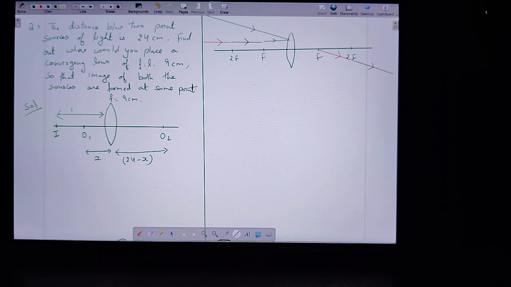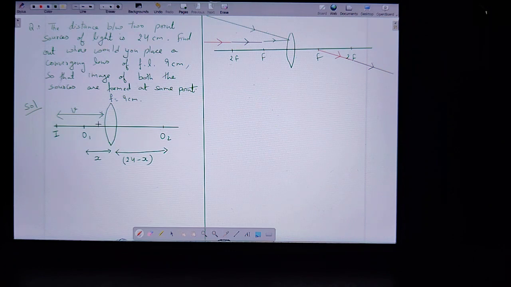U or V, let's take V here. Okay, so now can you solve it? Try to solve it for both the objects. You can individually form the equations using lens formula and solve for the value of V.